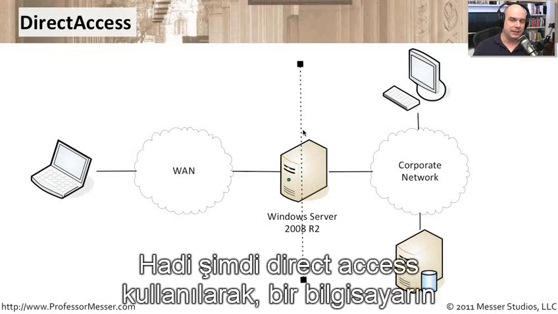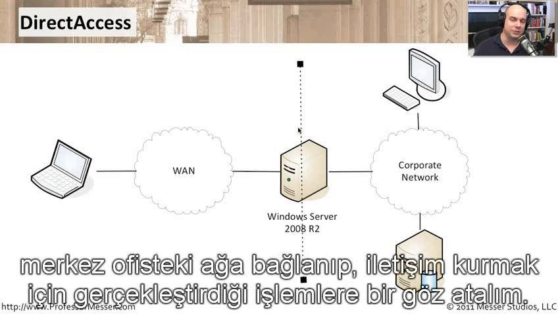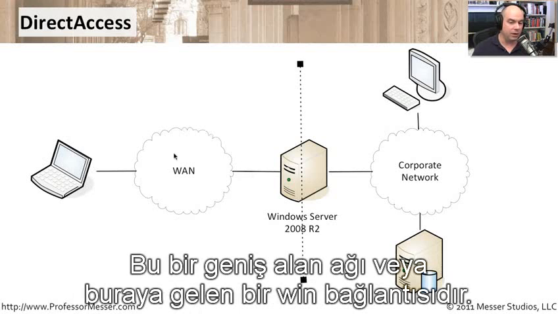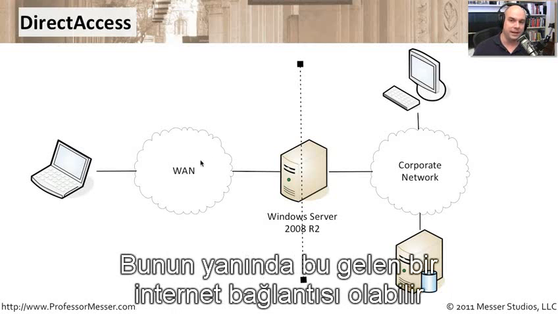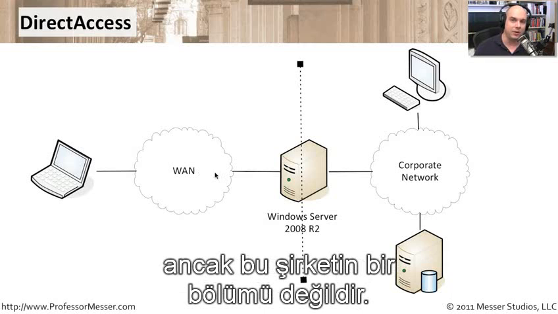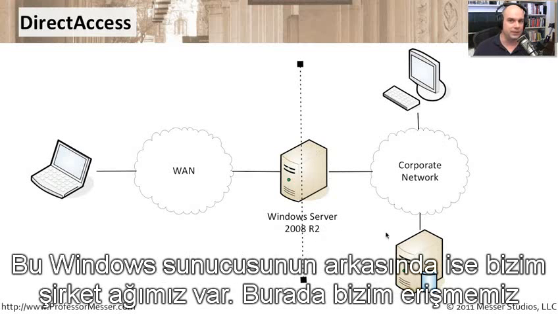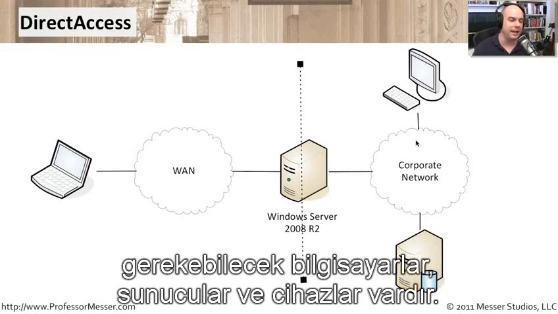Let's look at the process that takes place whenever we connect a computer to the network and try to communicate back to our central office using direct access. This is our laptop machine. This may be at an offsite location, a coffee shop, in our home office. There's a wide area network or a WAN connection coming through here. This could be an internet connection coming in, but it's somewhere that's not at our corporate site. In the middle of the picture is our Windows Server 2008 R2, and behind that Windows Server is our corporate network where we have other computers, servers, and devices that we may need access to.